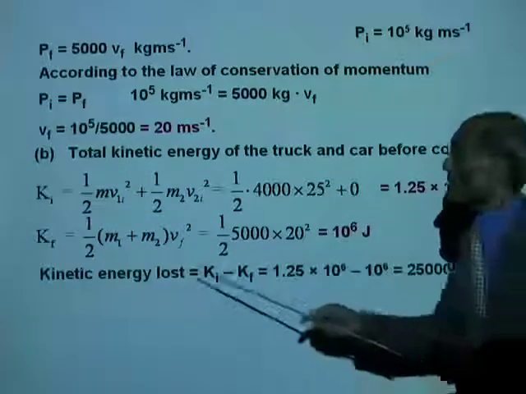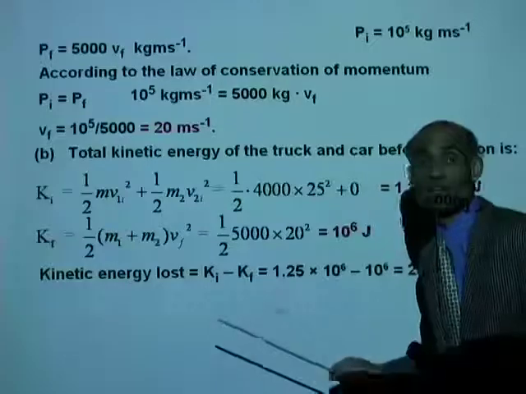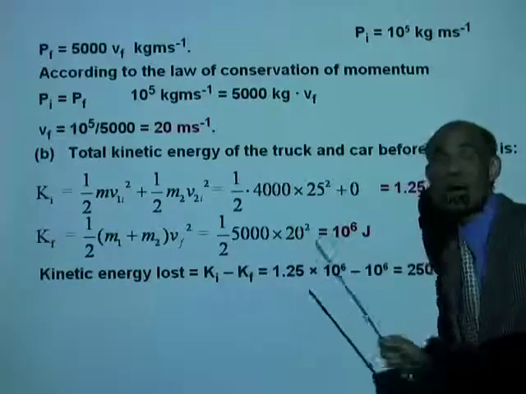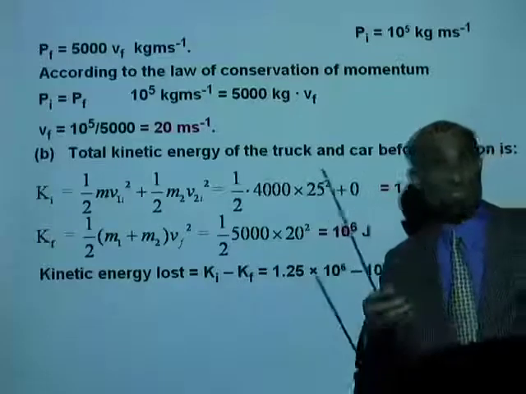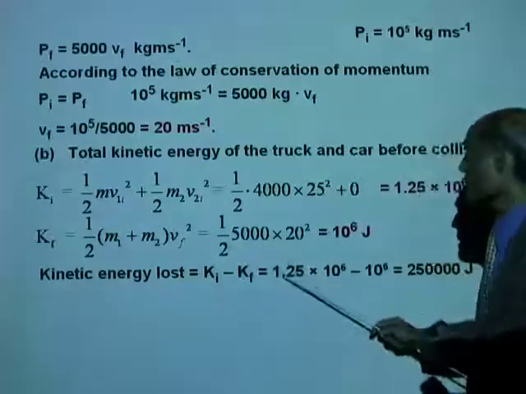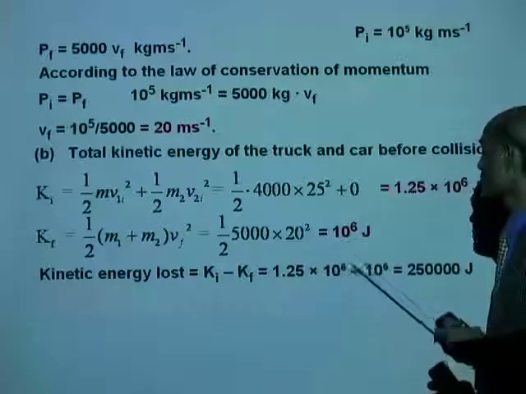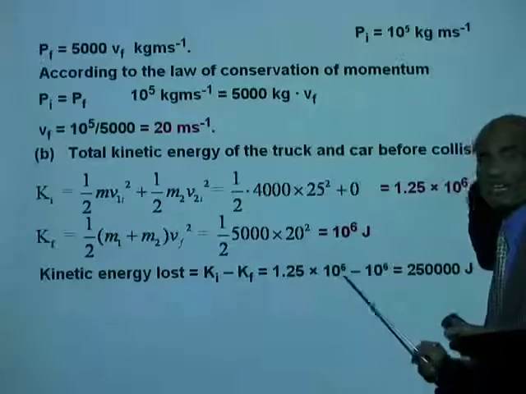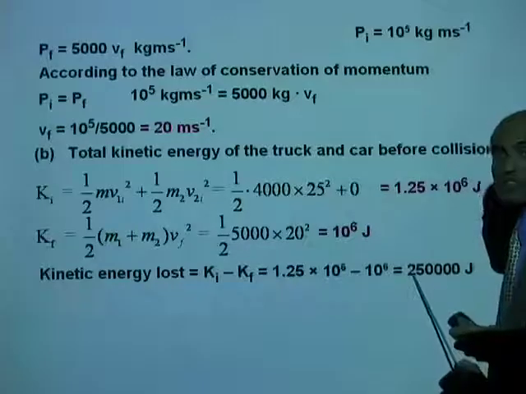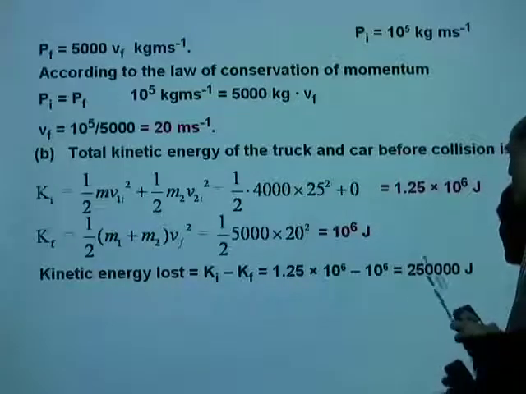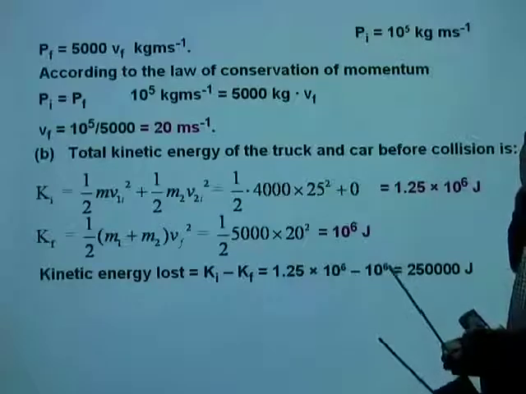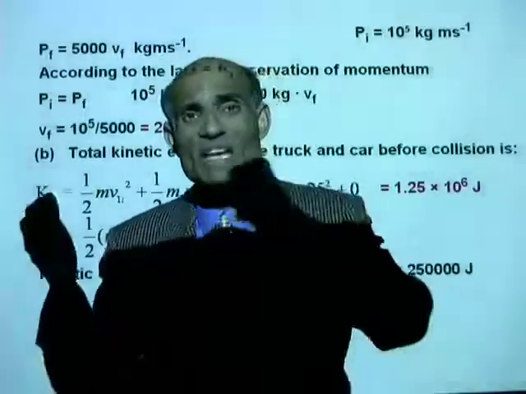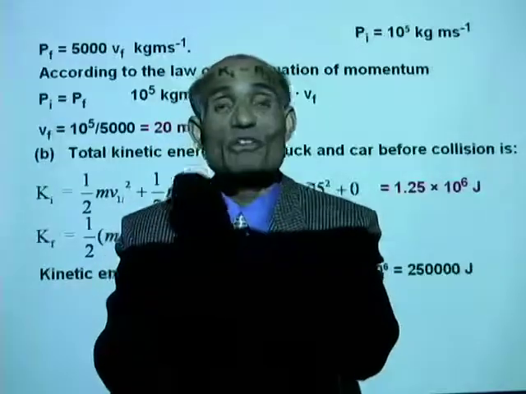Alright, what is the kinetic energy lost? Kinetic energy lost is initial energy minus the final energy. Is that right? That's the amount lost. That is 1.25 times 10 to the 6 minus 10 to the 6. Can you put that in your calculator and give me a value? Is this right? 250,000 joules.